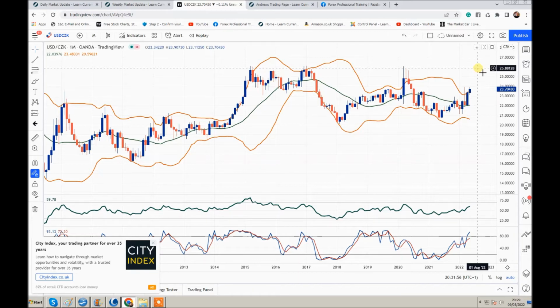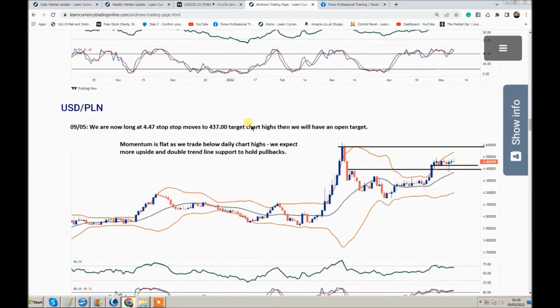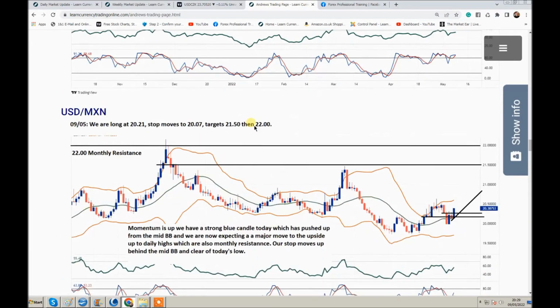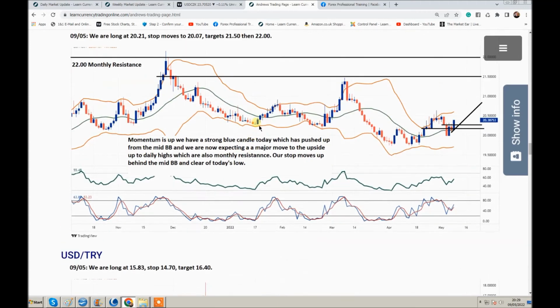Okay, so we like the look of that pair. Two more USD pairs to finish off with. USD MXN is my next one. In terms of the Mexican peso, US dollar did break up there. Then we've come back, trying to move higher this morning.